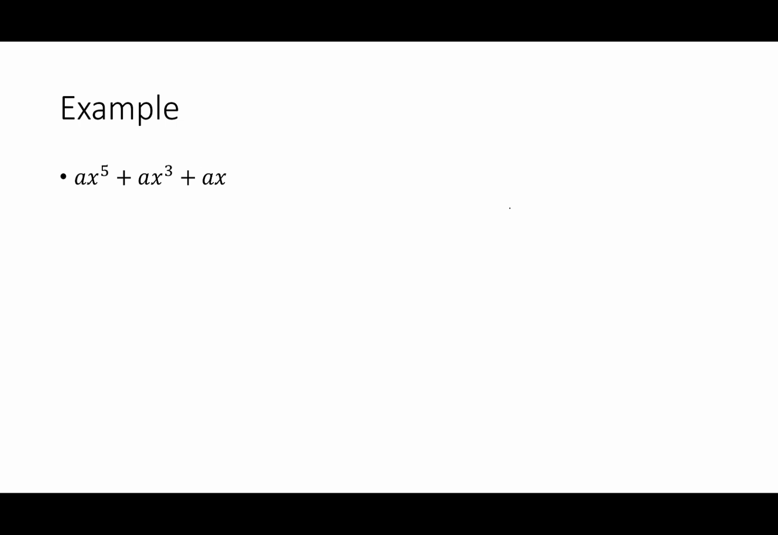The next one says ax to the 5th plus ax cubed plus ax. So I have a common to all three terms, and I have powers of x. I'm going to take out ax. The a is going to come away from all of them, so I really just need to look at the x here, and again, I can think subtraction. So 5 minus 1 leaves me x to the 4th. 3 minus 1 leaves me x squared, and then the x divided by x is just a 1, so I'm going to stop.